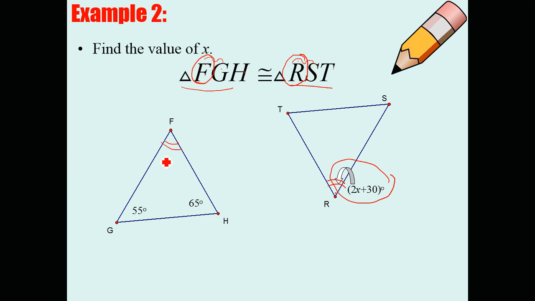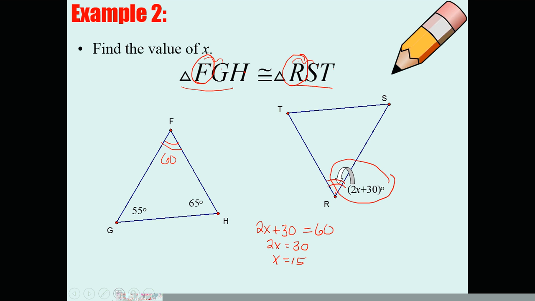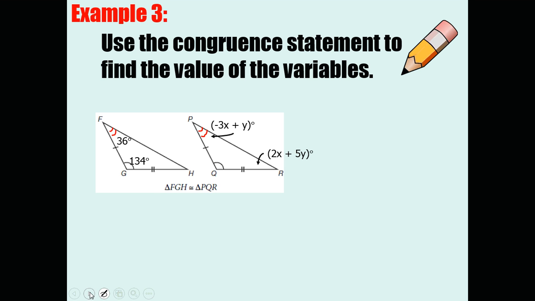It doesn't have any degrees listed there. But you know what? We have 55 degrees here, 65 degrees here. If we add those two together, that's 120 degrees, leaving me with 60 degrees up there for angle F. So then I can go ahead and say the 2x plus 30 degree angle in that other triangle has to be equal to the 60 degrees in the other triangle. So if I solve, I'd get 2x equals 30, x would be 15. So we're matching these corresponding angles now because we know we have congruent shapes.